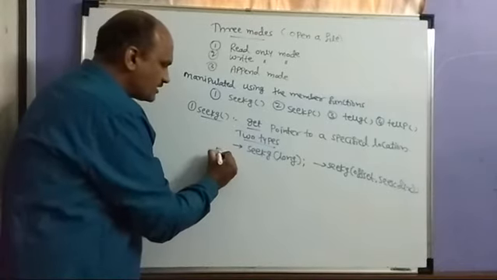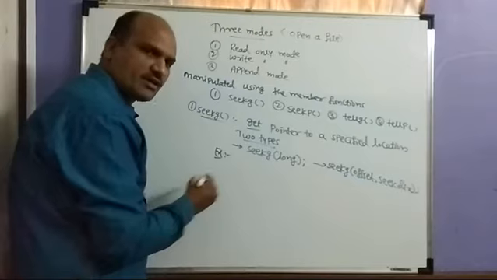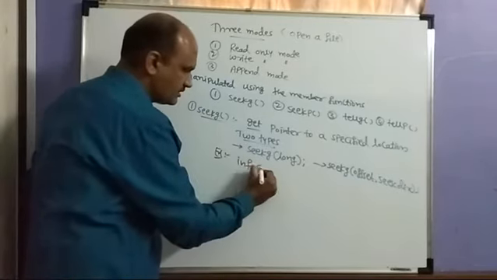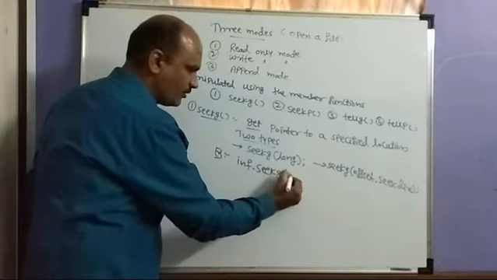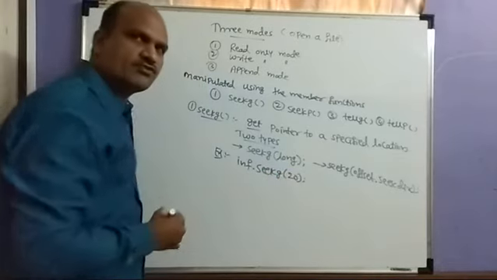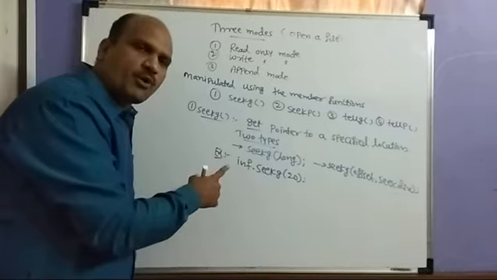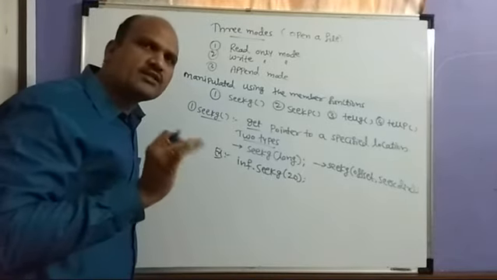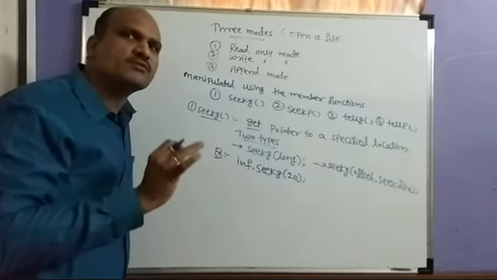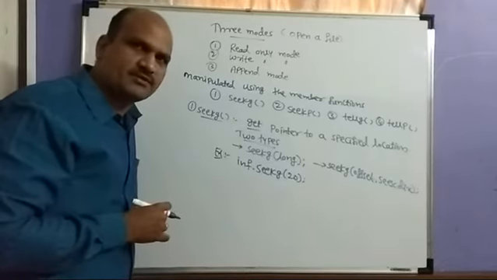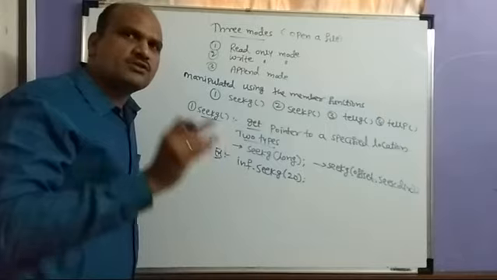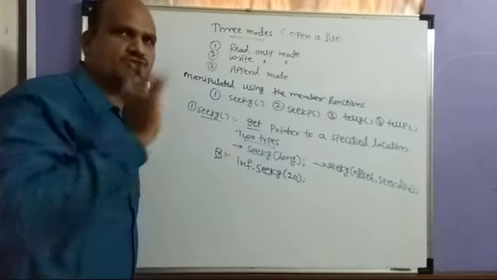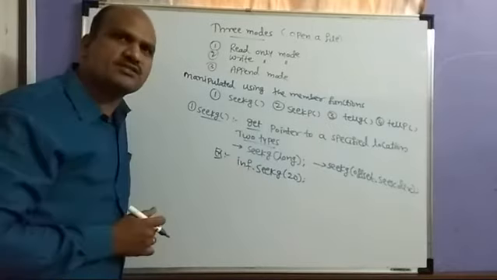For a particular example, inf.seekg(20), if I write this one, it points to the 20th byte in the file from the 0th byte. So this is the seekg.